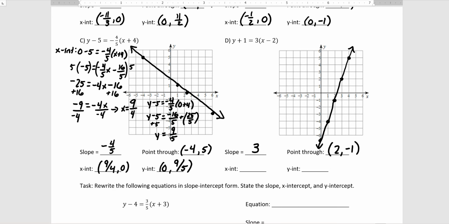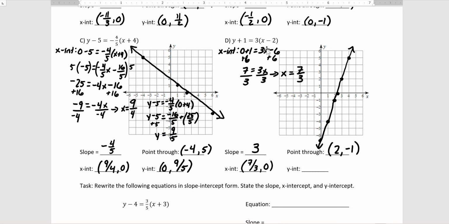All right. To find my x-intercept, set y equal to 0. So I will say that 0 plus 1 equals 3x minus 6 when I distribute that. I'm going to add the 6 to both sides. So I'll have 7 equals 3x, divide by 3, and I find that x equals 7/3, which is just a little bit more than 2, and hey, sure enough, not bad. So 7/3, comma 0 there.